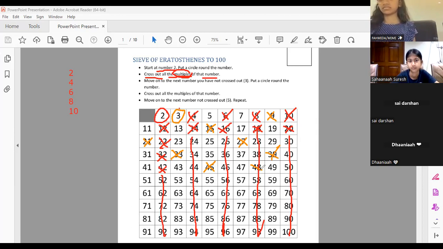After 48, 51. Okay, crossing out 51. Then 54 already crossed out. 57 crossed out. 60 already crossed out. 63 crossed out. 66 crossed out. 69 crossed out. I'm doing it faster than y'all.